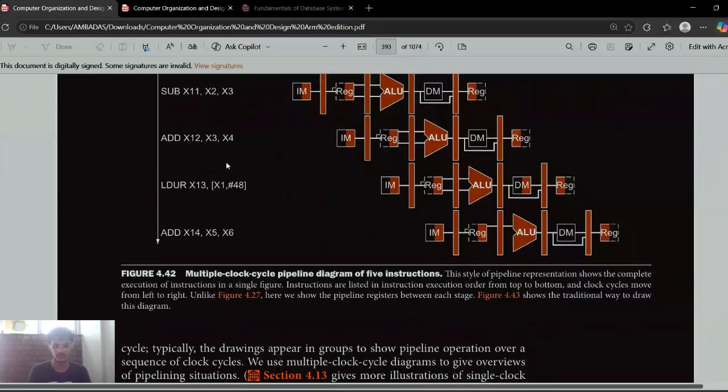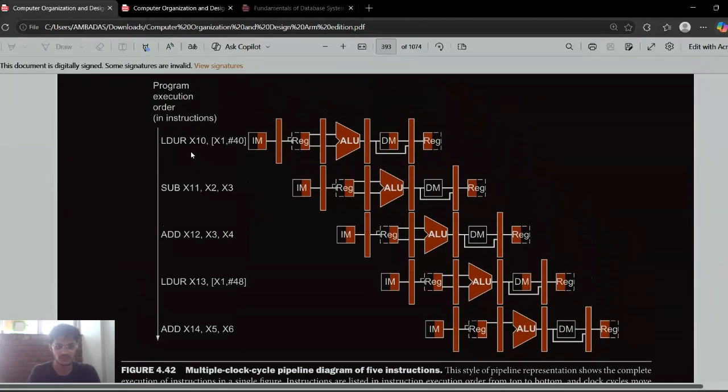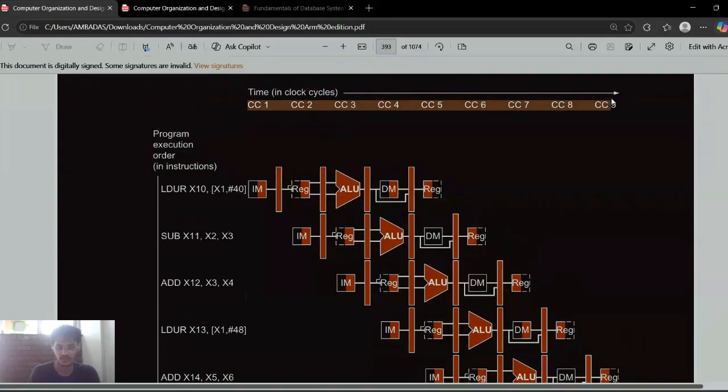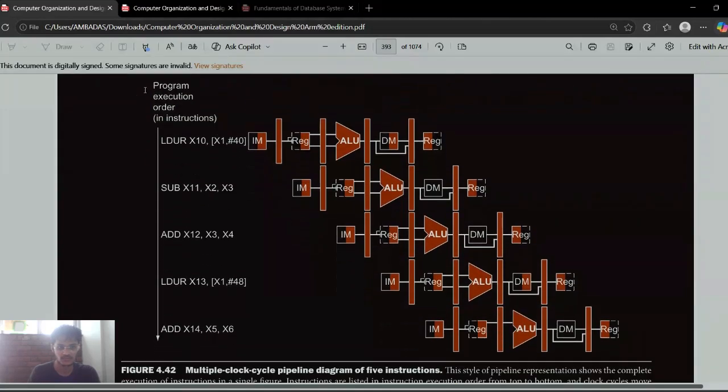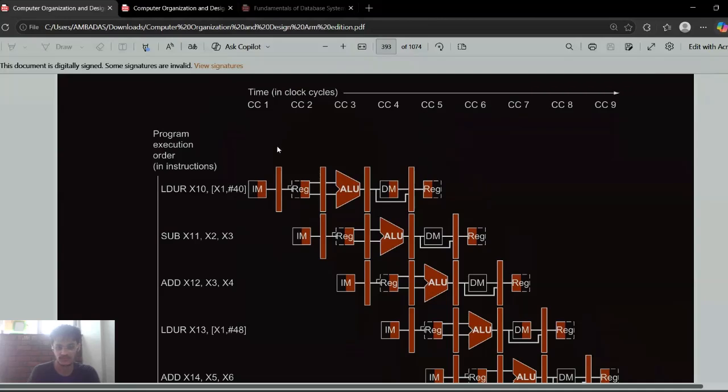So this figure shows multi-clock cycle pipeline diagrams of 5 instructions. These are the 5 instructions, as you guys can see. Load. We are loading from this address. This is the memory address and this is the register address. These are the clock cycles. So when the clock cycle advances, the instruction moves from one stage to another.